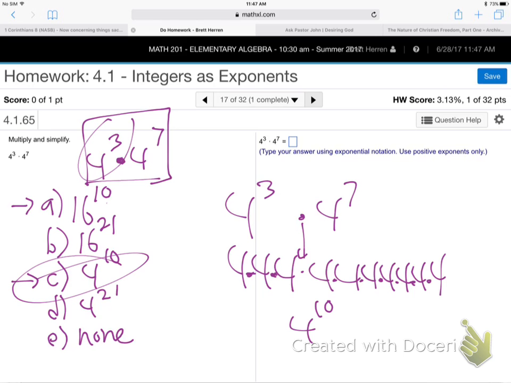Look for the pattern. Think about what it really is. That's all I did there, right? What is 4 to the third? What is 4 to the 7th? What do you got? 10 fours. And you go, yeah, but 4 times 4 is 16. Yeah, don't do that. That's wrong.